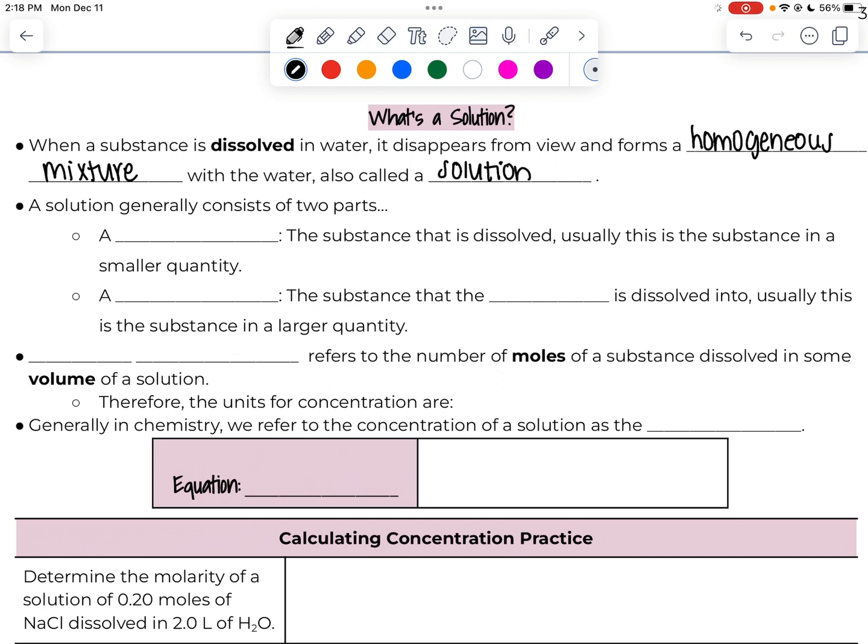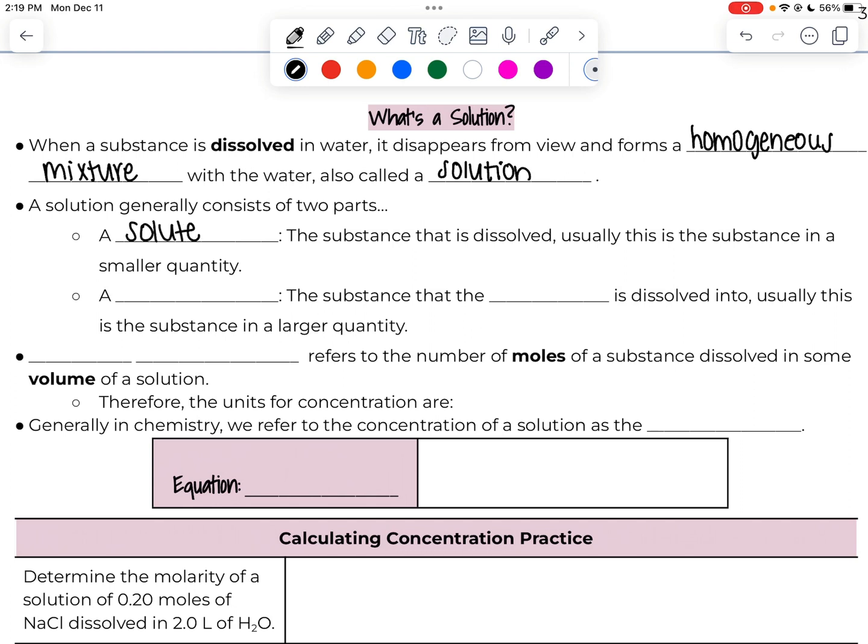So water itself is not a solution. Water is just a pure liquid. A solution must be a mixture. There must be two things that have come together to make a new solution, a mixture. So a solution generally consists of two parts.